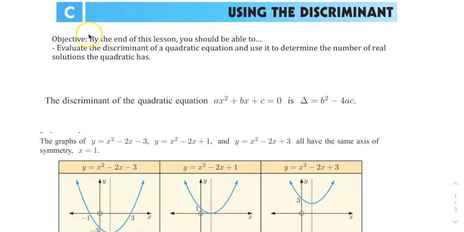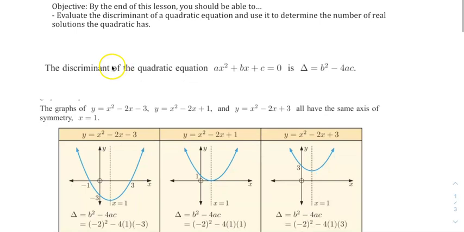Using the discriminant objective, by the end of this lesson you should be able to evaluate the discriminant of a quadratic equation and use it to determine the number of real solutions the quadratic has. So here we go. If you have a quadratic equation, ax squared plus bx plus c, the discriminant is this guy right here. The triangle equals b squared minus 4ac.